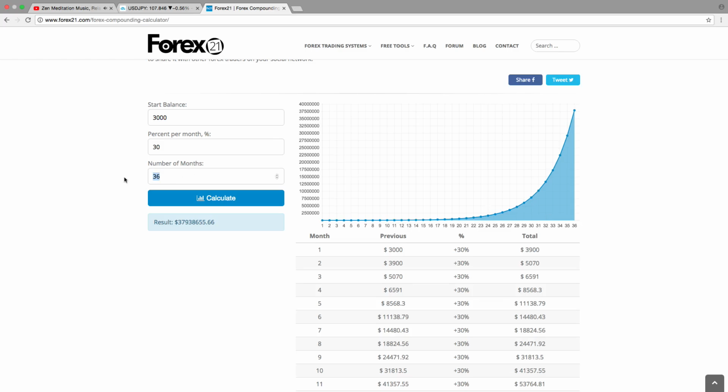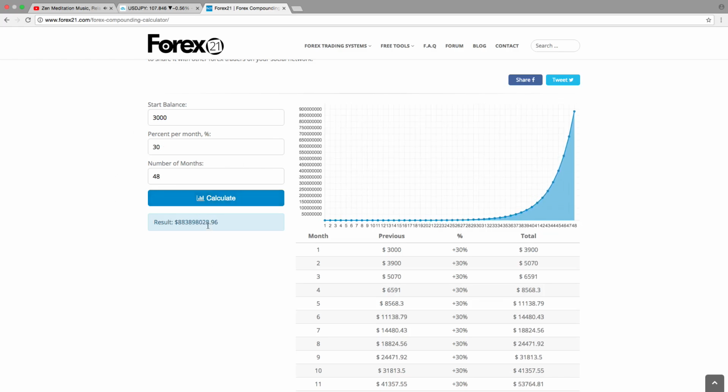Let's just do one more year. 4 years. 30%, 3,000. Not putting another dollar in. Where are you going to be at? Look at that. $883 million. Almost $884 million. You're almost a billionaire in 4 years off of 3 grand. Taking one trade a day, only risking 1% a day. You're almost a billionaire.